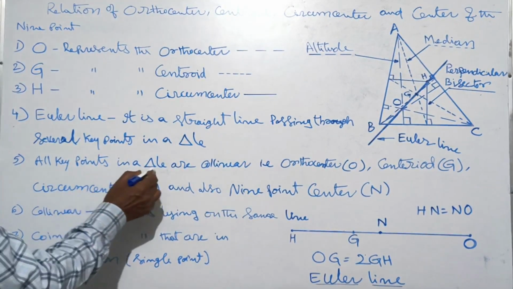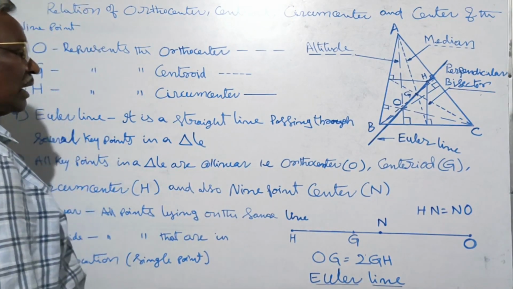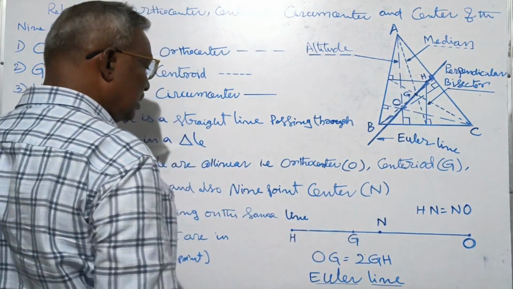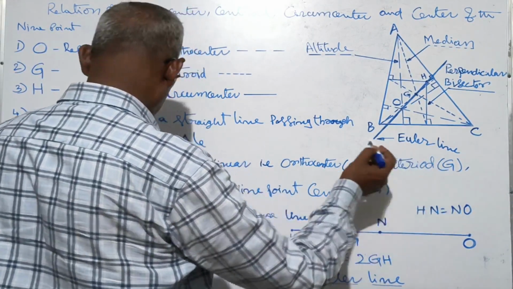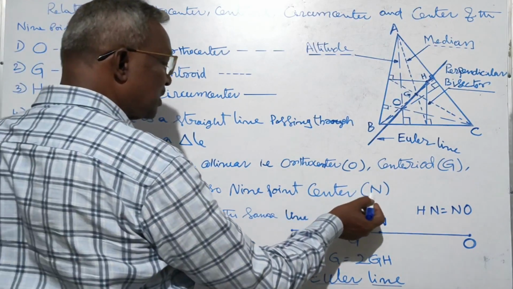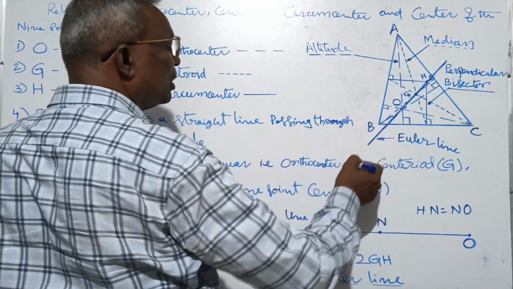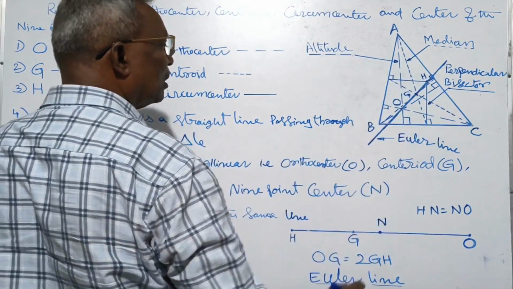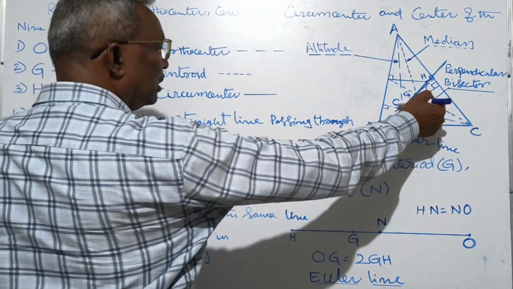Next, all key points in a triangle are collinear. That is orthocenter O, centroid G, circumcenter H, and also 9-point center N. All points are collinear. Collinear means that is in one line. Of course, I have shown only these three.